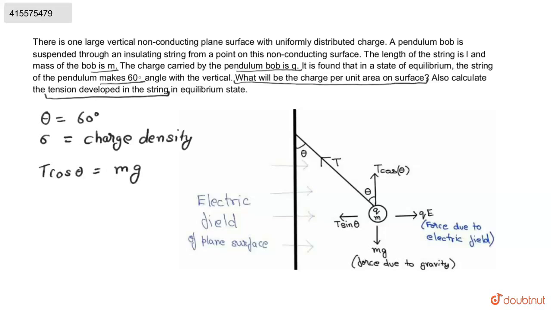So T cos theta will be equal to mg, and T sin theta will be equal to QE. Okay, so we know that the electric field due to the plane sheet is E equals sigma by 2 epsilon naught.